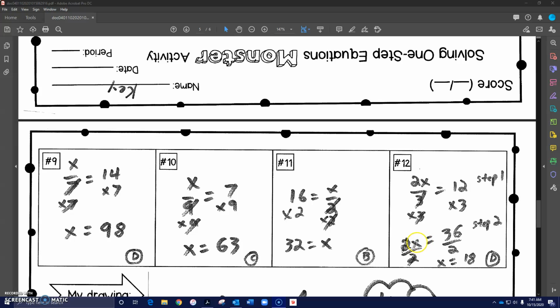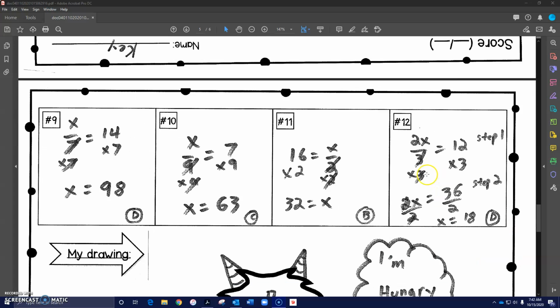But we're still not there because we still have 2 times x equals 36, so that's where the second step is, that we have to divide both sides by 2. The 2's cancel out on the left. On the right side, we do 36 divided by 2 and get x equals 18, which is a final choice of D. That is the correct answer.